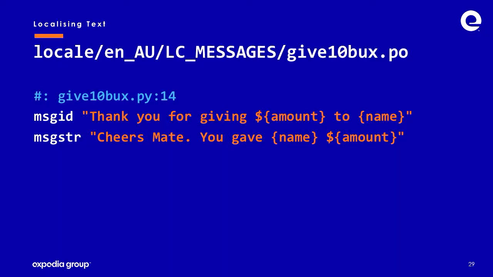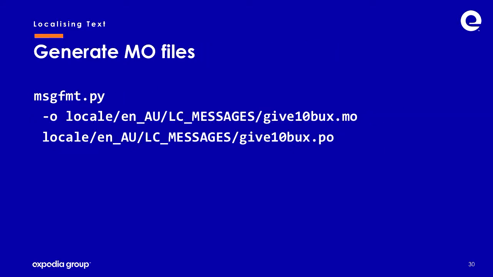So copy that pot file over to a PO file. We translate it into Australian English. So "Thank you for giving amount to name" has become "Cheers, mate, you gave name amount." So there's our Australian English translation. And then we run msgfmt.py to generate the machine object file, the MO file. Again, msgfmt.py is a Python implementation of the msgfmt utility that comes with gettext, distributed with core Python, probably somewhere under wherever your distribution's installed, not necessarily on your path. You might have to go looking for it. Other msgfmt tools will also work. There's a few implementations out there.